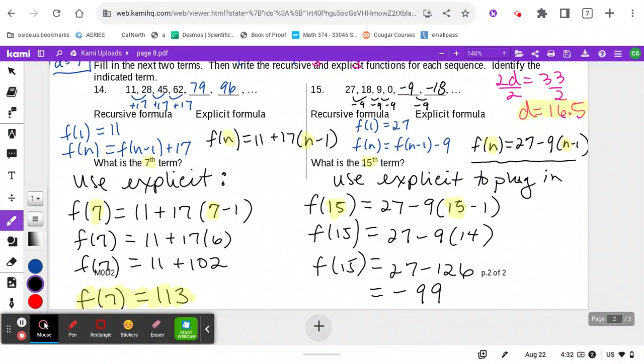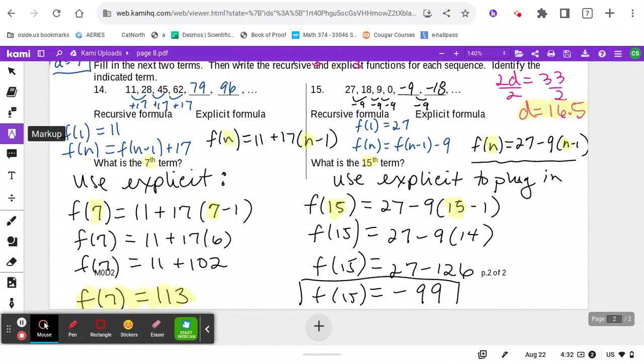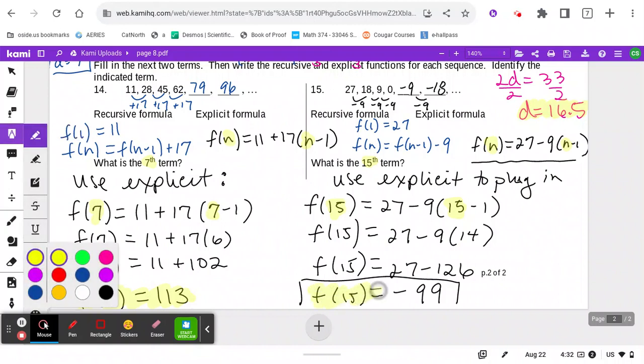Do you have to write this notation all the way down? You do have to write it in the last step, and you have to have the equals the whole way down. So 15 minus 1 was 14. 9 times 14 was 126. And then 27 minus 126 was negative 99. How'd you do? Great job on this page.